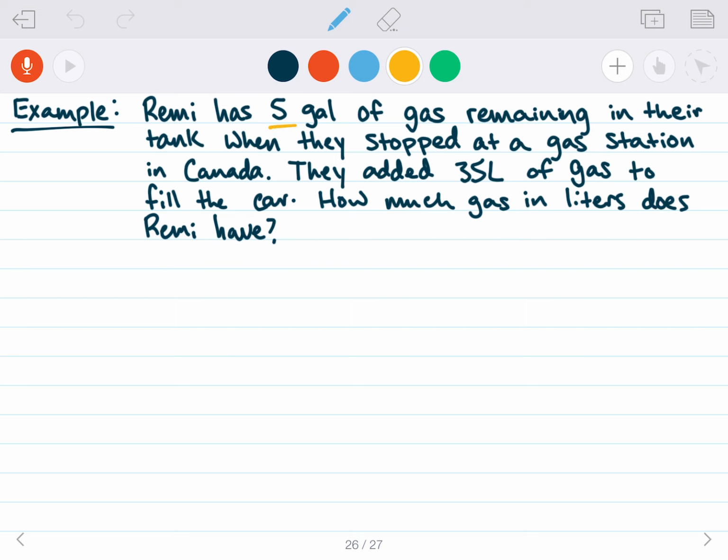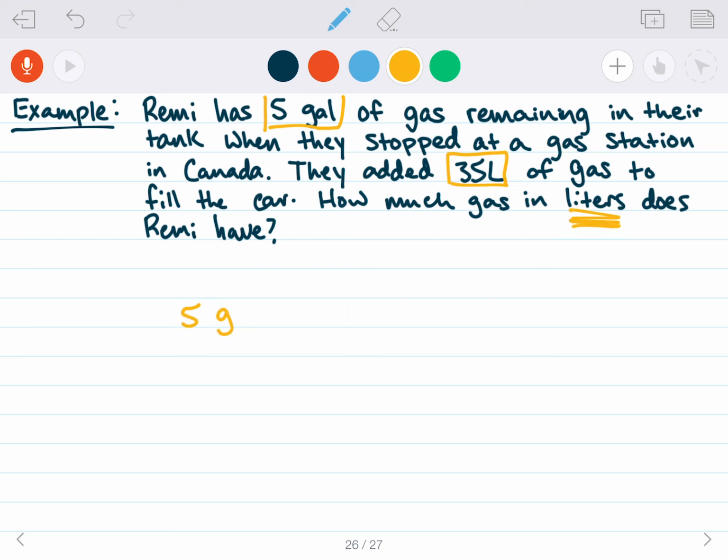Remy has 5 gallons of gas remaining in their tank when they stopped at a gas station in Canada. They added 35 liters of gas to fill the car. How much gas in liters does Remy have? Okay, so, well, we know that they have at least 35 liters, right? Because they start with 5. That's how much is in the tank, and then they top off with 35 liters. But the question is, what is 5 gallons in liters? We want to know what this is in liters.